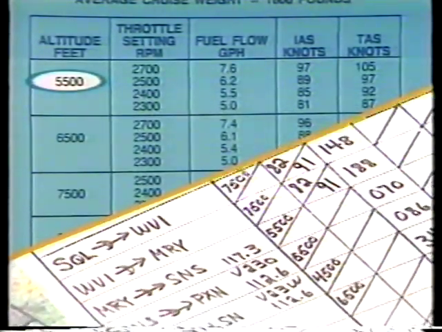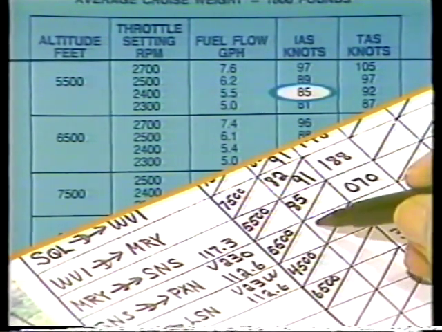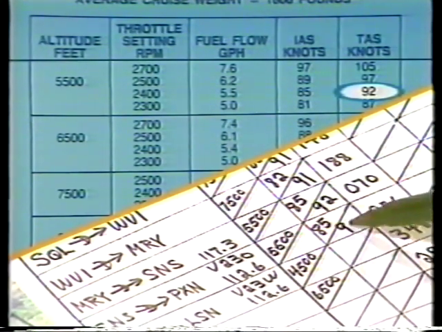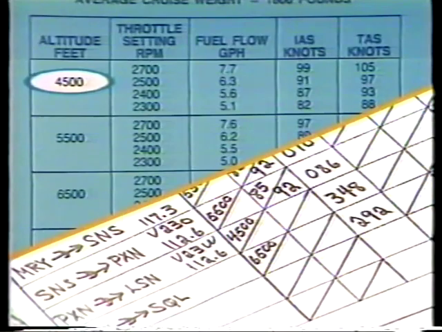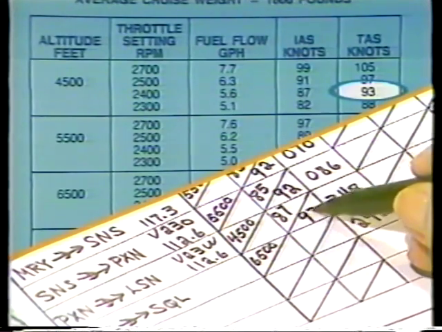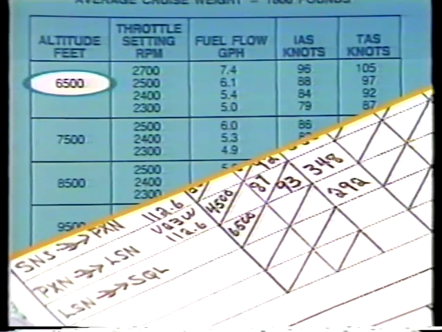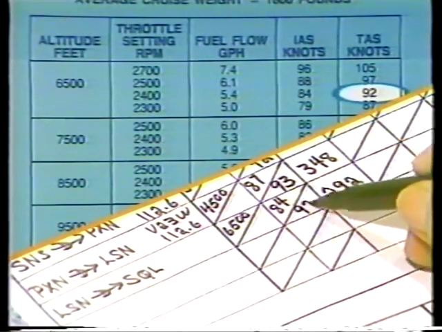5,500 feet is the altitude for the next two legs. Enter the numbers 85 for indicated airspeed and 92 for true airspeed. At 4,500 feet on leg 5, indicated airspeed will be 87 knots and true airspeed will be 93 knots. And the homebound leg at 6,500 feet with an indicated airspeed of 84 knots and a true airspeed of 92 knots.